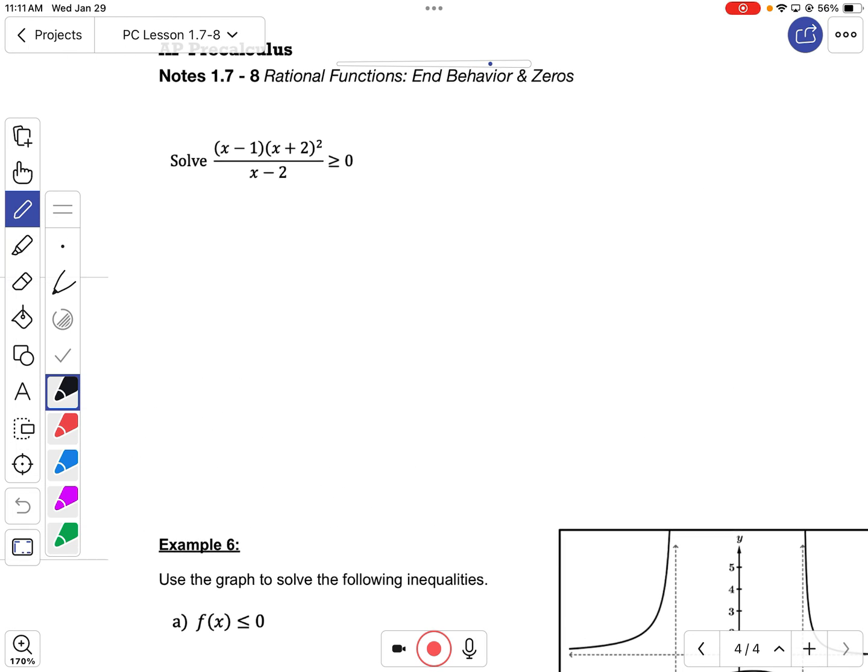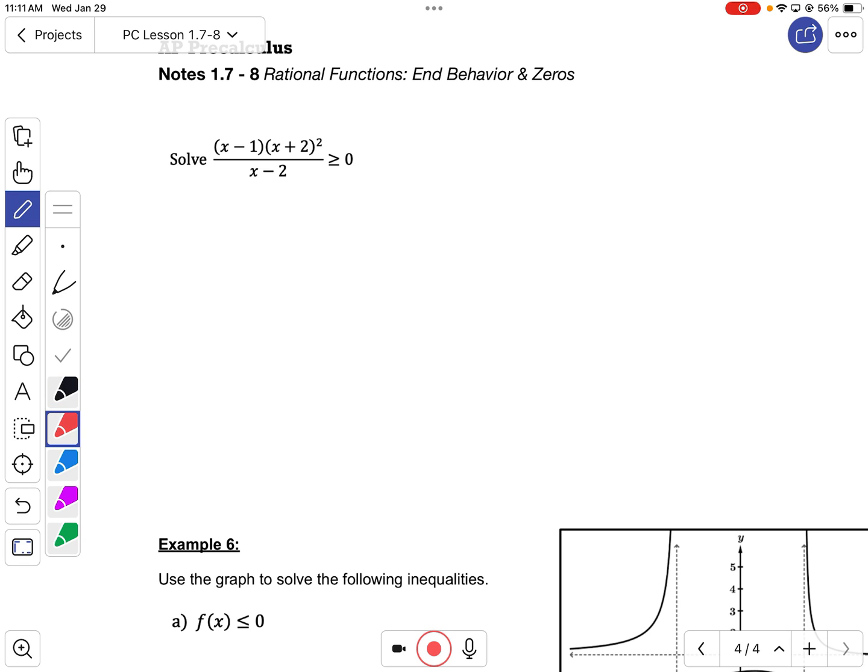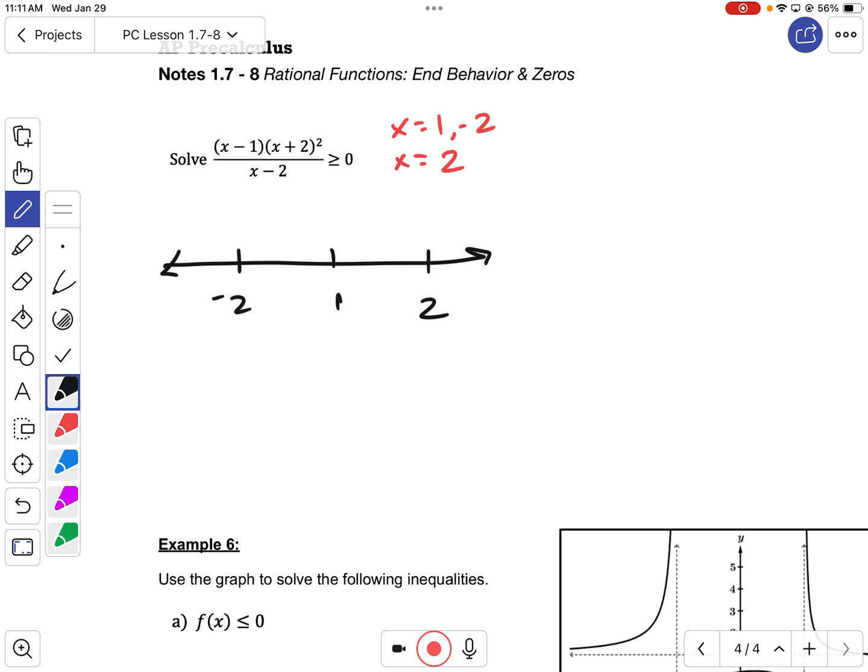All right, let's look at this one. Do I need to go back? Okay, just making sure. This one's factored for me. Yay. So I get 1 and -2 on the top, and I get +2 on the bottom. So -2, 1, and 2.